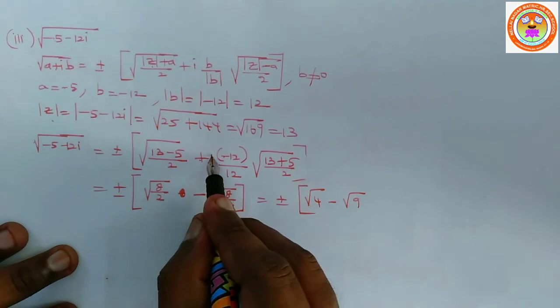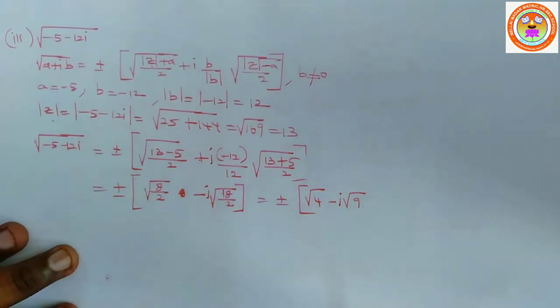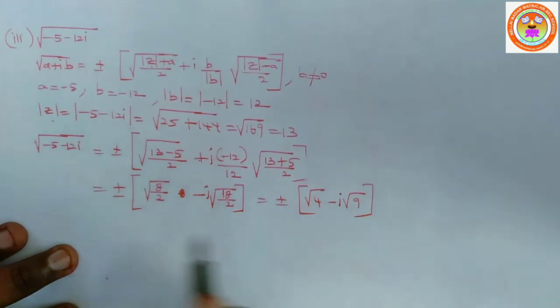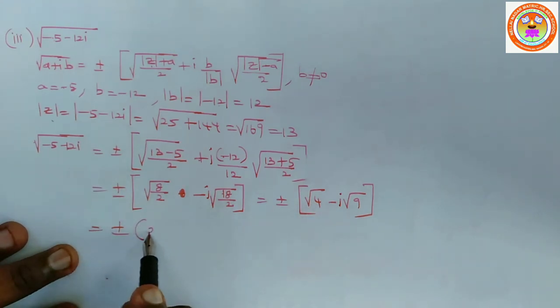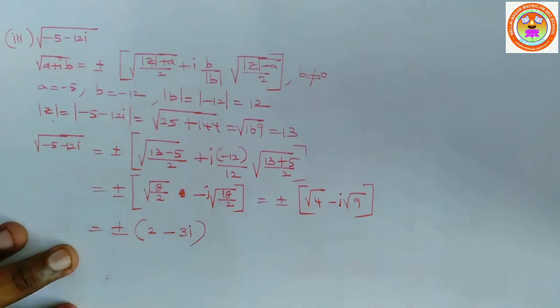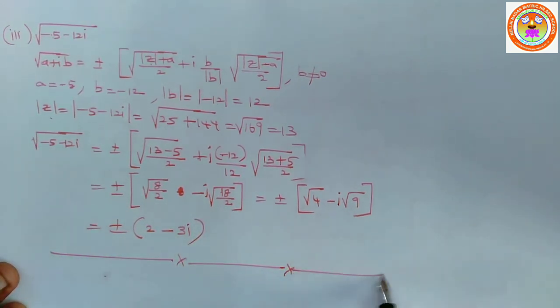Here I have missed i here. Sorry students, I have missed i here. i, square root of 9. So final answer plus or minus square root of 4. Square root of 4 is 2 minus square root of 9 is 3i. So this is the final answer. With this we are finishing the exercise 2.5.